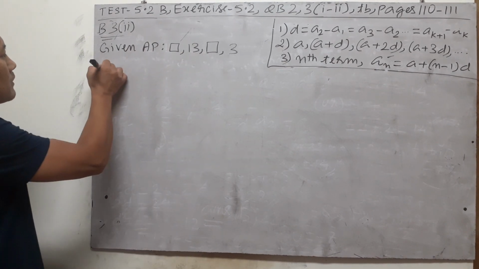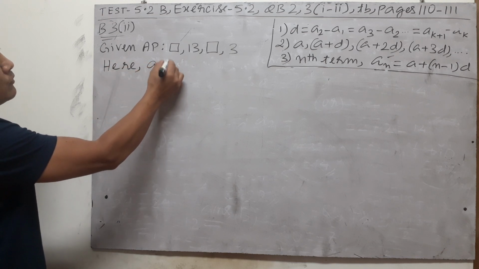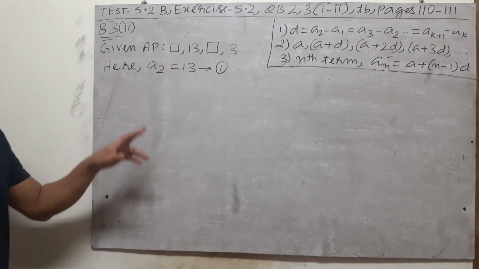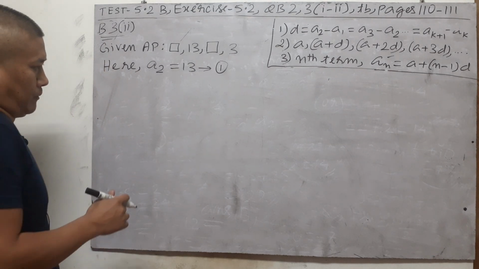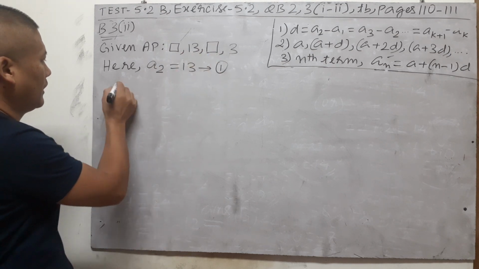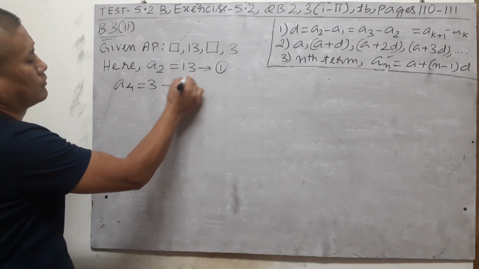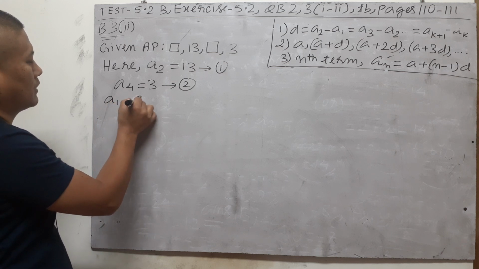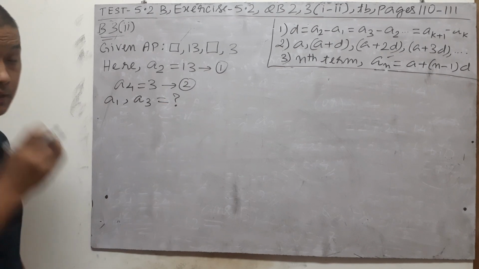So here, clearly the given ones are A2, which is equal to 13. Let us put this one as equation number 1. Now, in this case, A1, that is A, is not given, so we have to be mindful of that. The next one is A4, which is also given, which is 3. So let us put this one as equation 2. And the missing terms are A1 and A3, that we need to find.